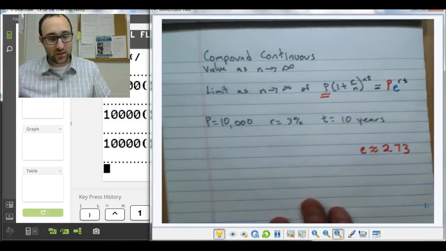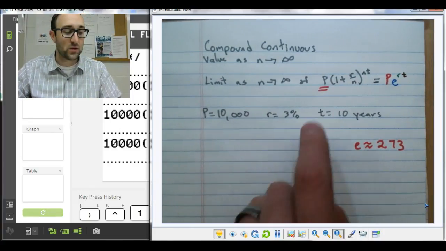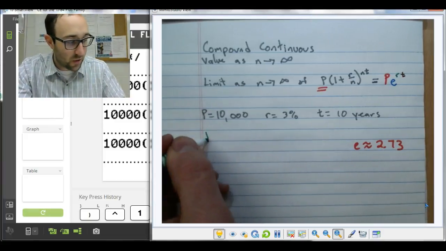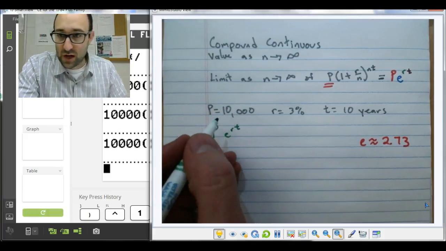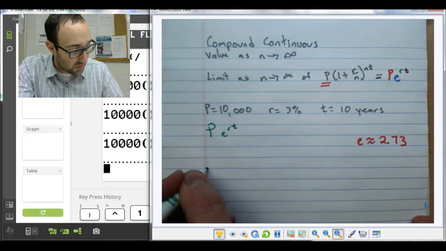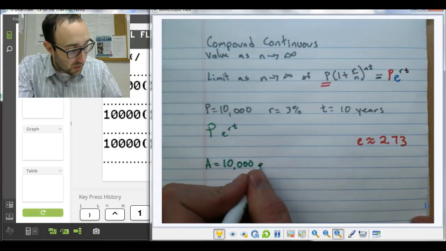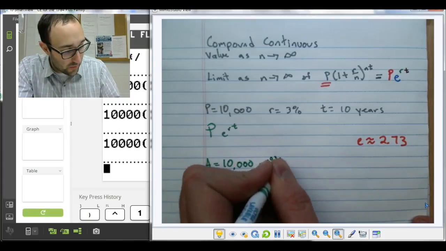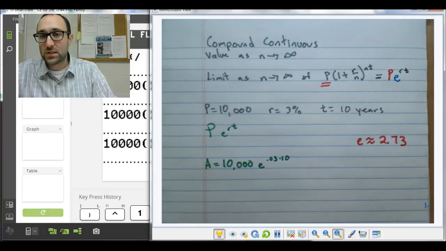All right, so now let's do the exact same thing, but let's use this compound continuous formula, also known as the PERT formula. So we're going to use PERT. Okay, so what's the principal? We're actually doing the exact same thing. So the amount equals 10,000 times E to the RT. So it's going to be 0.03 times 10. Okay, and here's your last question. How much is that going to be?